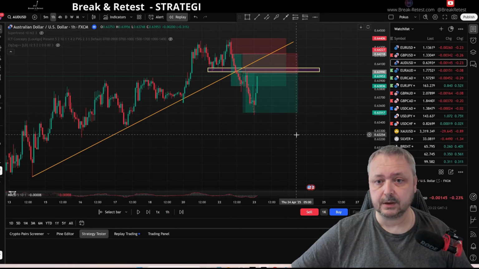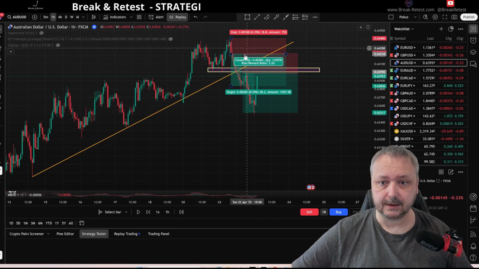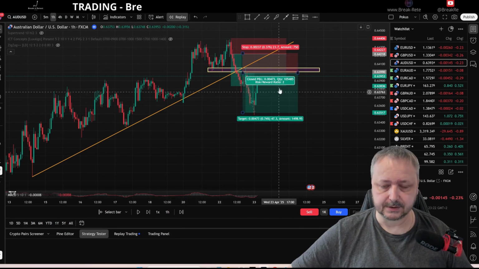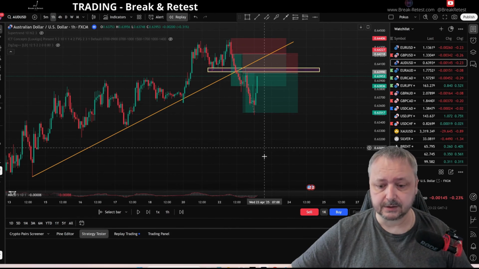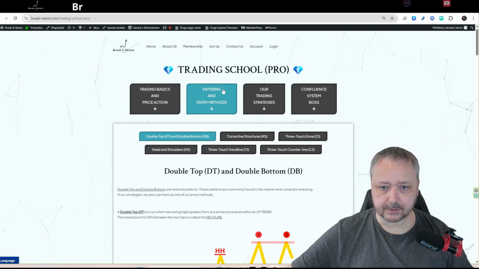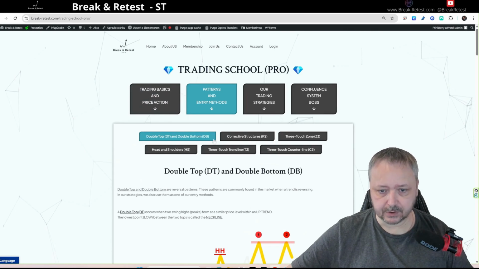Last time I showed you how to trade a double top and the breakout of the neckline and this whole setup as such. And I mentioned that you have it prepared in school. This is that school, on the Break Retest website. Here you have the patterns, here you have the trading of the double top, and here the strategy is precisely described, what it consists of, how it is composed, what should be done, that it goes 1-to-1, and so on.